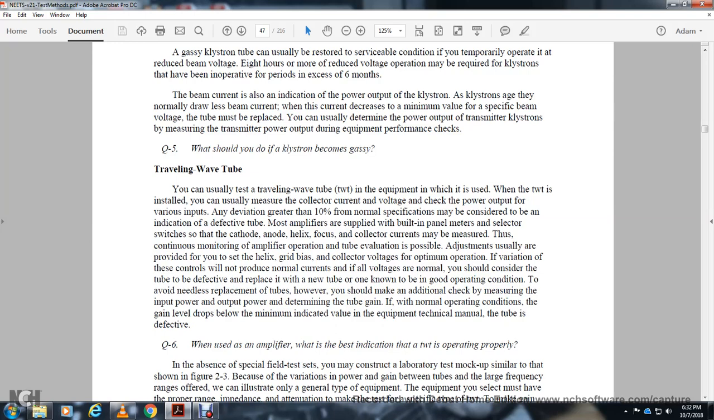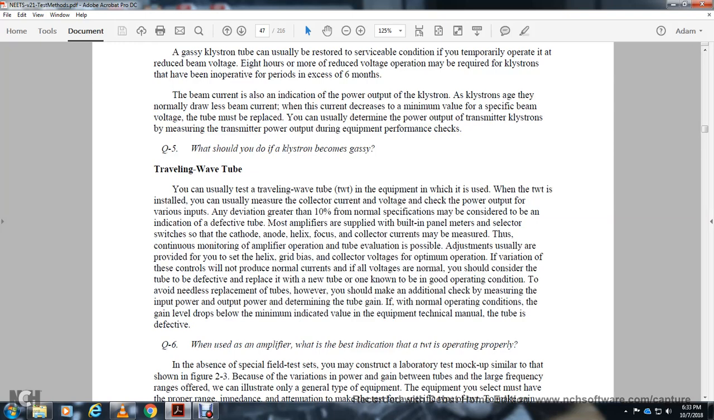Most amplifiers are supplied with a built-in panel meter and a selector switch for the cathode, anode, helical focus, and collector currents, which may be measured for continuous monitoring of the amplifier operation. Tube elevation adjustment is usually provided with the helix grid, base, and collector voltage for optimum operation. Variation of these controls will not produce the normal currents. If all the voltages are normal, you should replace the tube with a new tube in good operating condition.